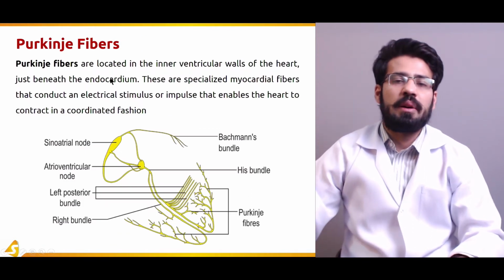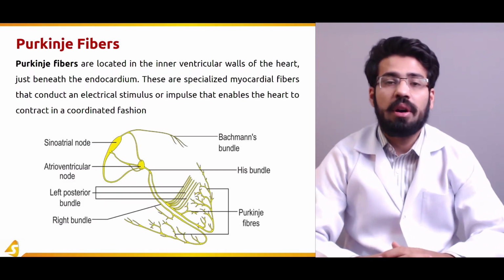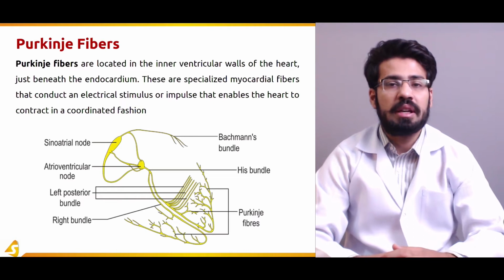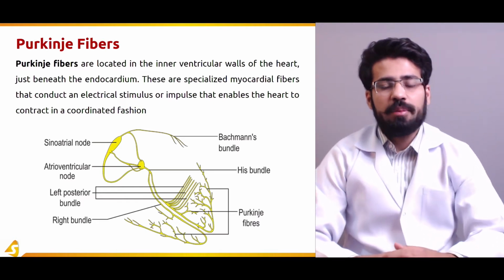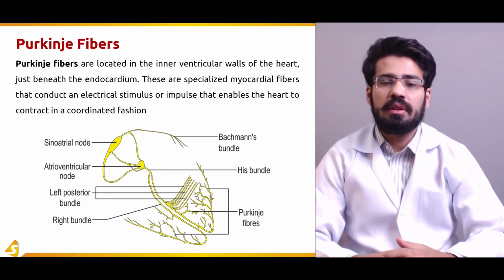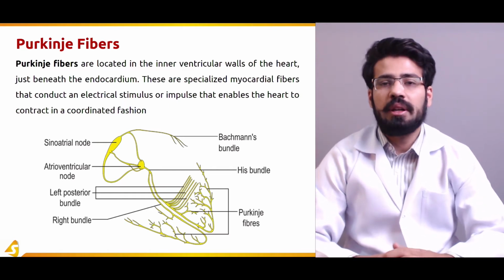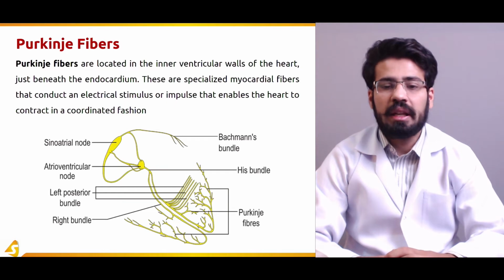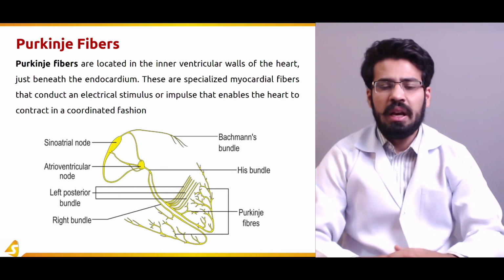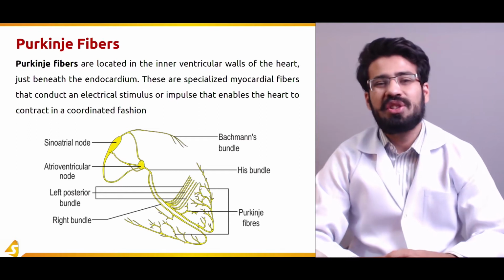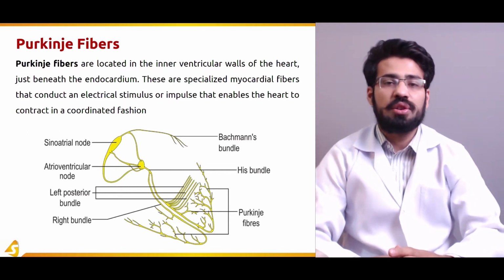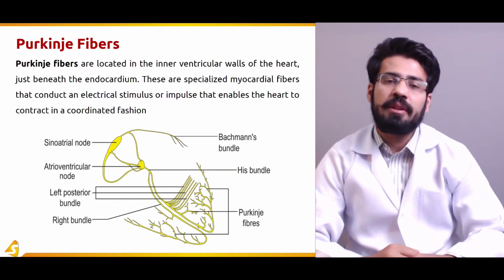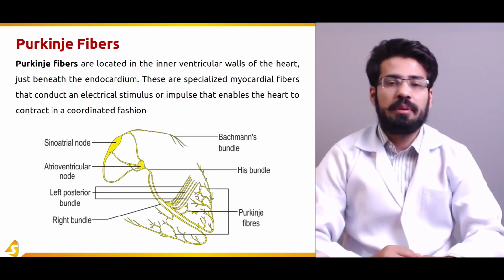In this particular figure, we are going to discuss in detail the third type of the muscle fibers, that includes the excitatory and the conductive muscle fibers that we discussed in the previous slides. The Purkinje fibers. Their location is basically in the inner ventricular walls, and these are present just beneath the endocardium, the inner lining of the heart. These are basically specialized myocardial fibers, and whatever excitation occurs within the heart, with the help of the brain, that includes the sympathetic and the parasympathetic nervous system, is because of the Purkinje fibers.